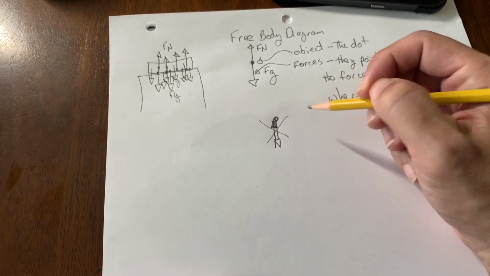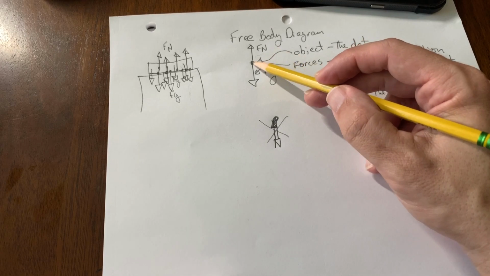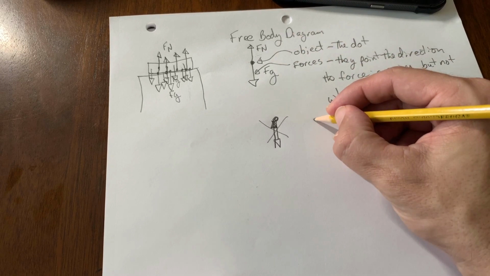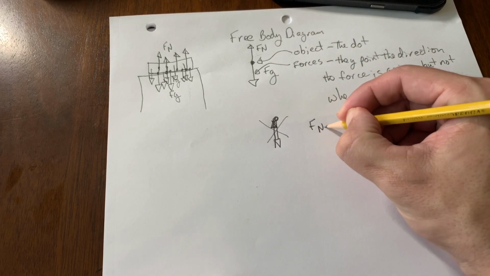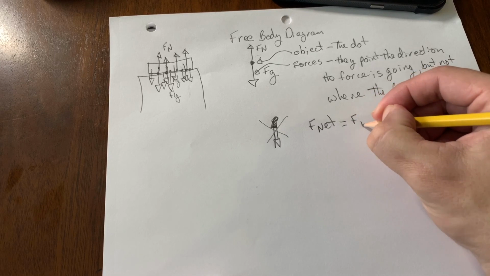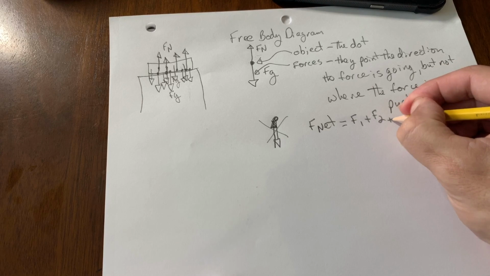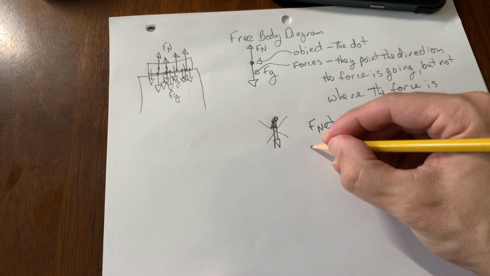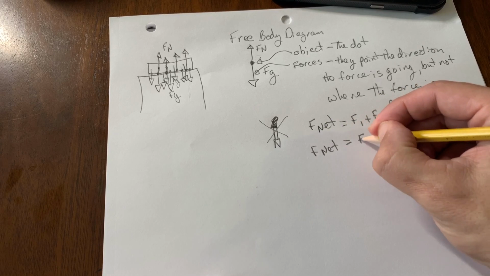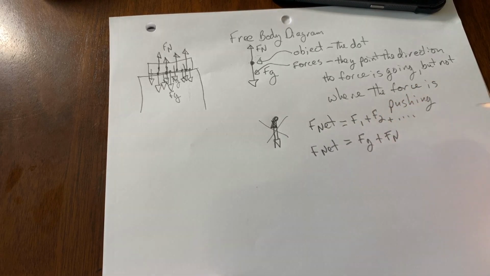That is not how we're going to do it. The reason for that is this is much easier to see, because what we want to do is find the net force. Force net equals, on your equation sheet, F1 plus F2 plus whatever other forces. So in this case, force net is equal to the force of gravity plus the normal force.